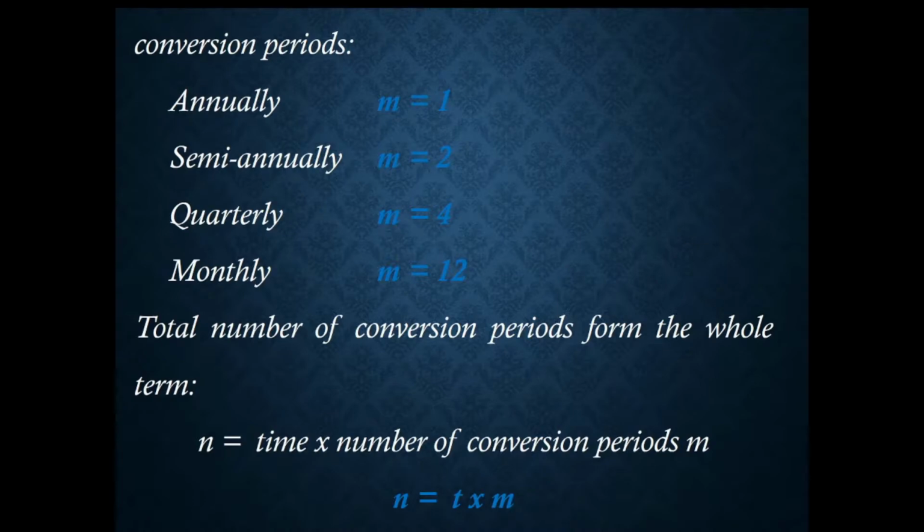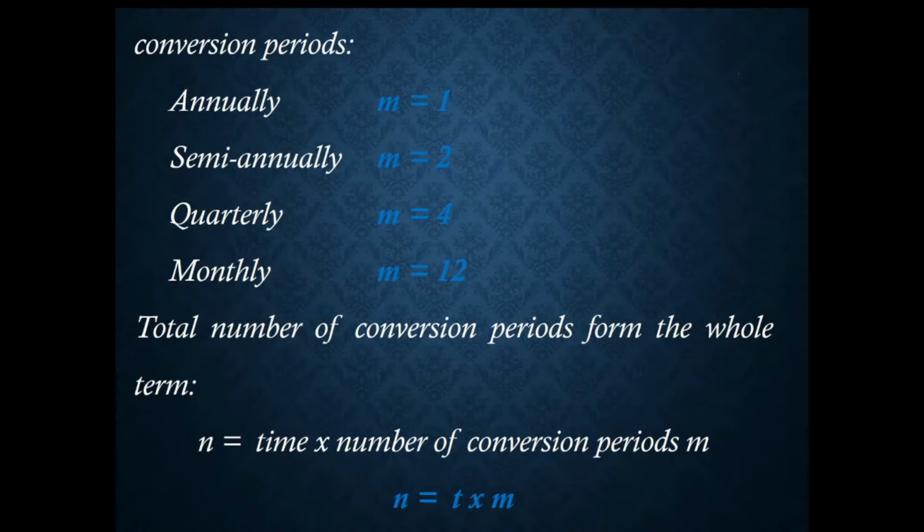So to compute for the total number of conversion periods in terms of the whole term, we use the notation n. n now stands for the product of the term or the time multiplied by the number of conversion periods m. So we have that n would be equal to t, which is the term, multiplied by the number of conversion periods m. Or simply n would be equal to t times m.